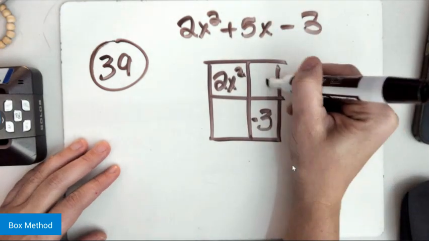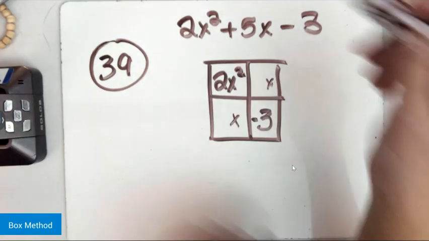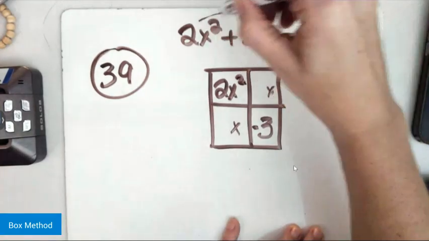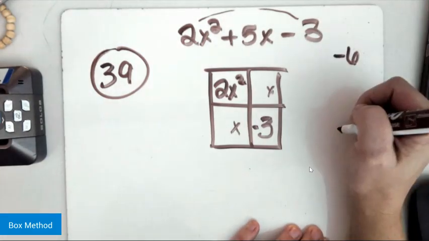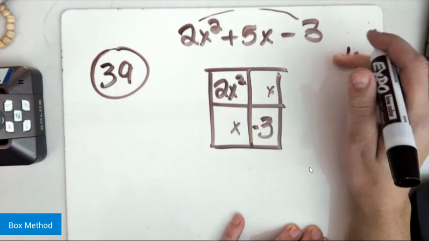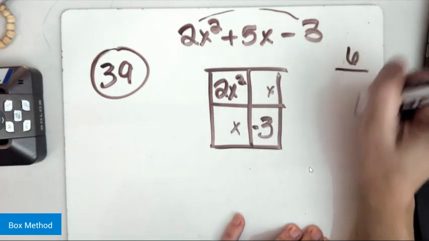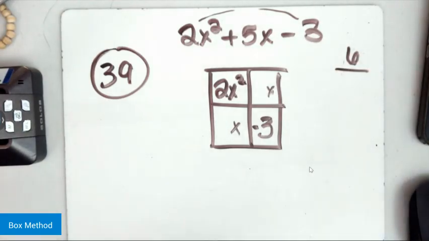Yep, both of these are going to have an x in them. But what you do is you multiply your a times your c. 2 times negative 3 is negative 6. You find your factors of 6. You don't have to find factors of negative 6. That would be horrendous, right?